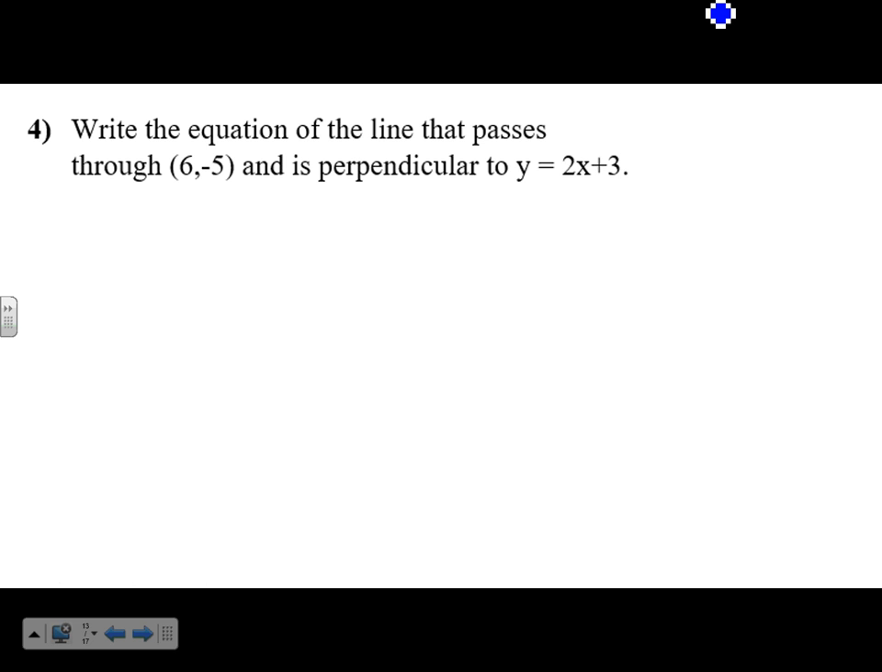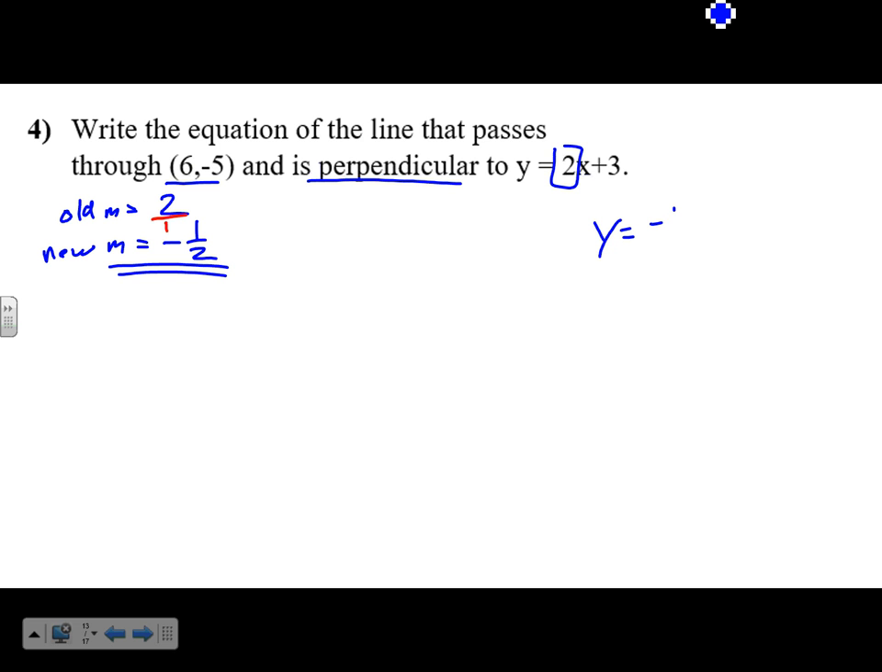So this one, they write in kind of a different order. It passes through this point, and it's perpendicular to this. Again, it's the same thing we've been doing. My old slope is +2. My new slope, the opposite makes that negative. And then, again, if you want to make that a fraction, it's 2 over 1. So the reciprocal is 1 over 2. So that's the slope I'm using. So y is equal to -1 over 2x plus my y-intercept. Now I just have to find my y-intercept.